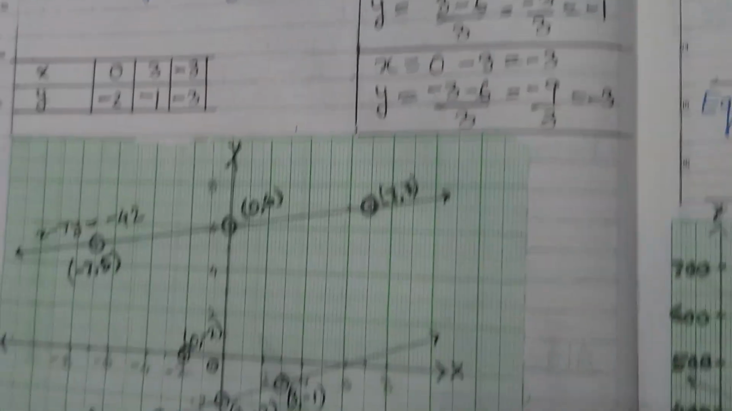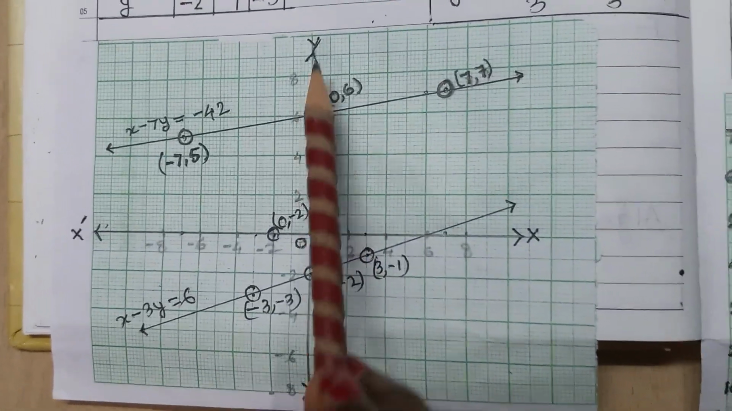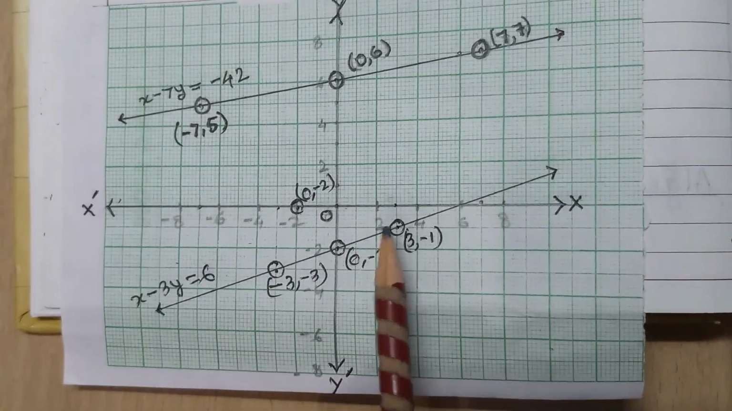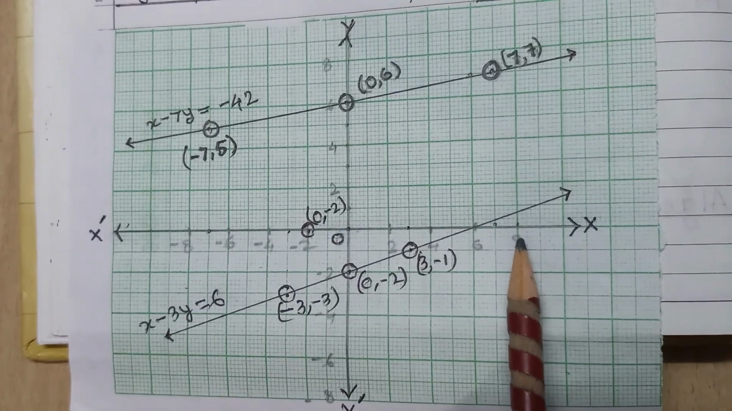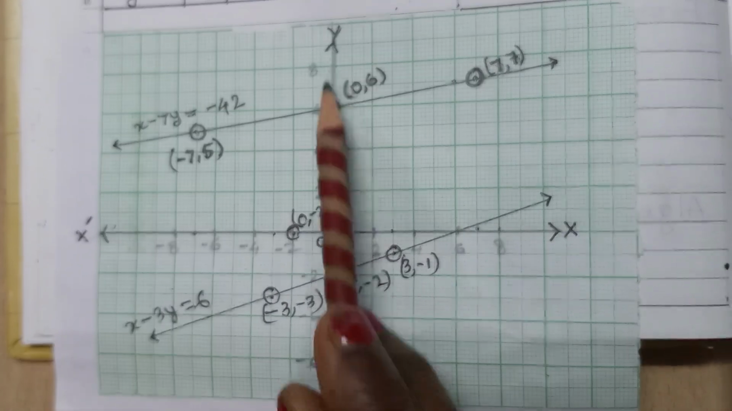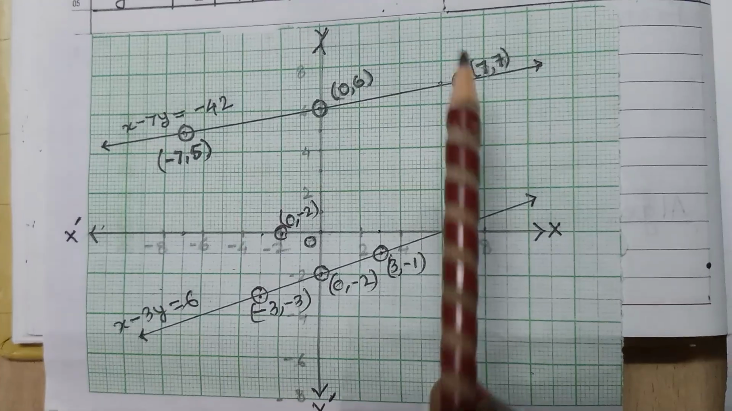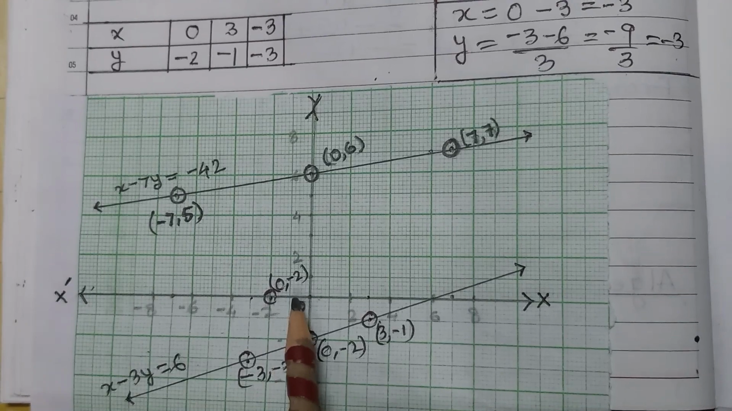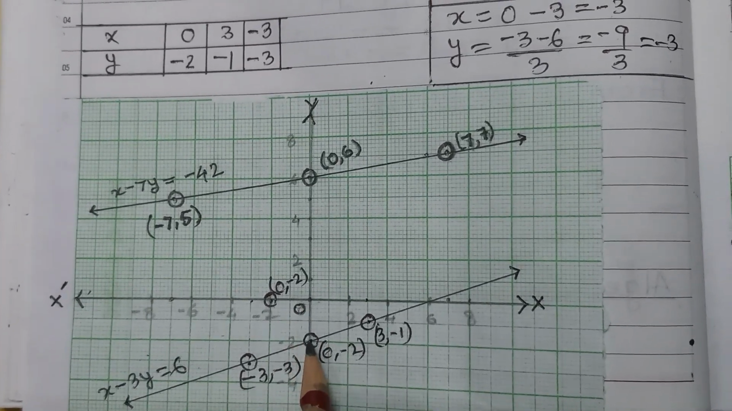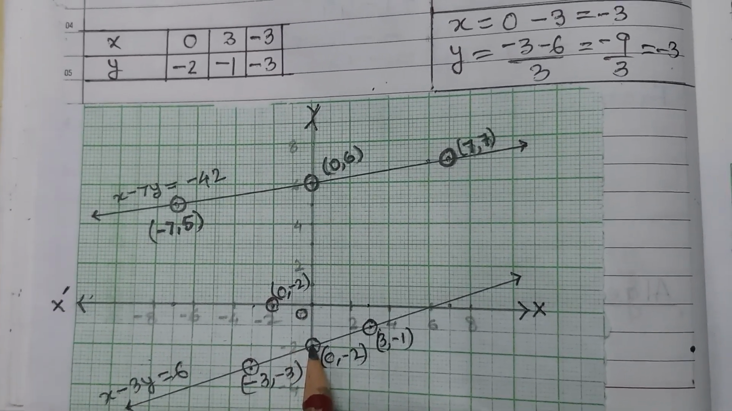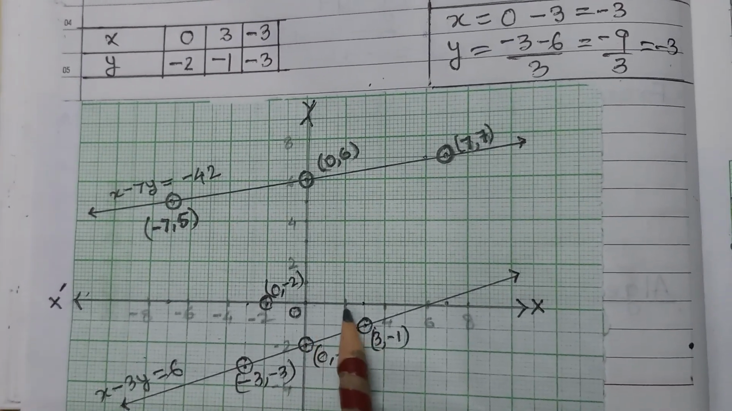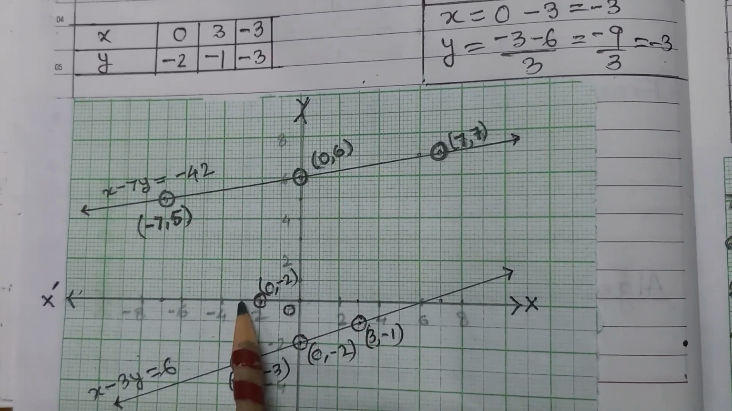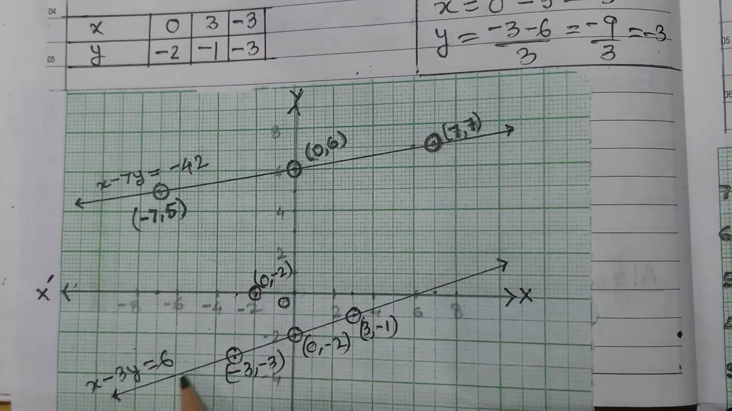Now you plot this graph on the graph paper. This is the x-axis and y-axis. 2, 4, 6 and 8. A gap of 2 we have taken for the scale. Now all these points: 0, minus 2, this point. Next is 3, minus 1: 1, 2, 3, this point. Next is minus 3, minus 3. Now join these 3 points.